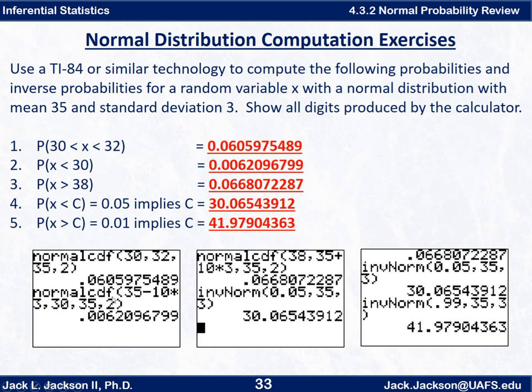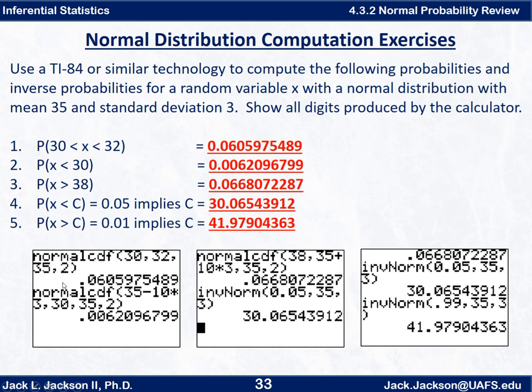Okay, so we have to do these problems. Here are the solutions, and you can see the calculator screens below. We want the probability that x is between 30 and 32. That's just normal CDF: 30, 32, mean 35, standard deviation 3. Close parentheses, enter, and you get 0.06059755489.